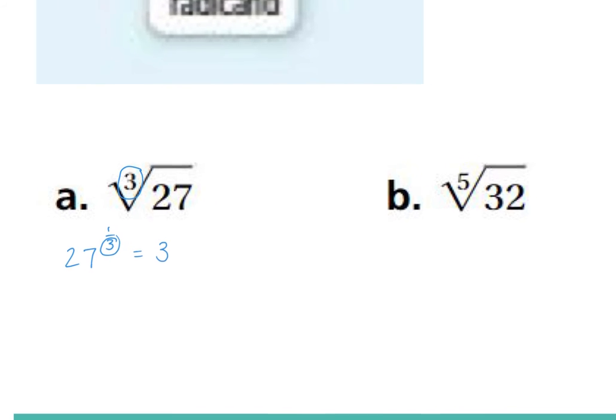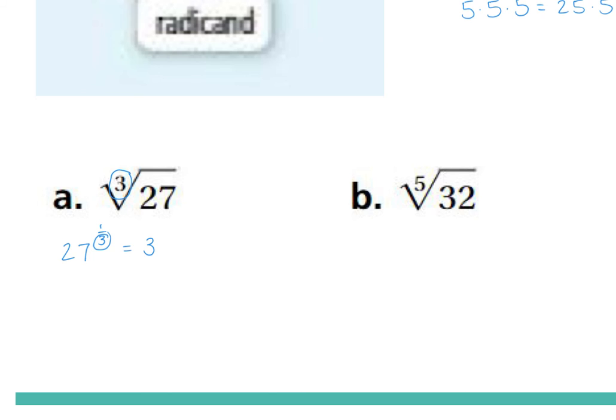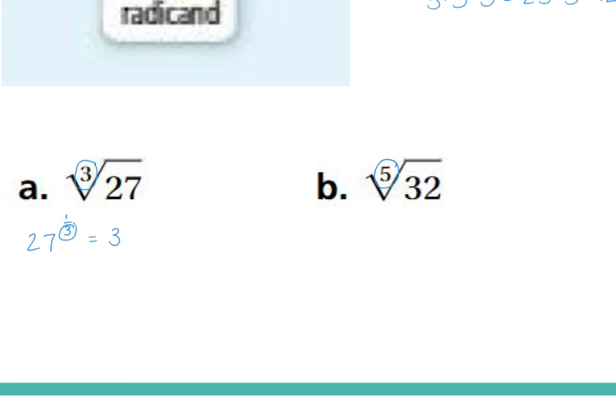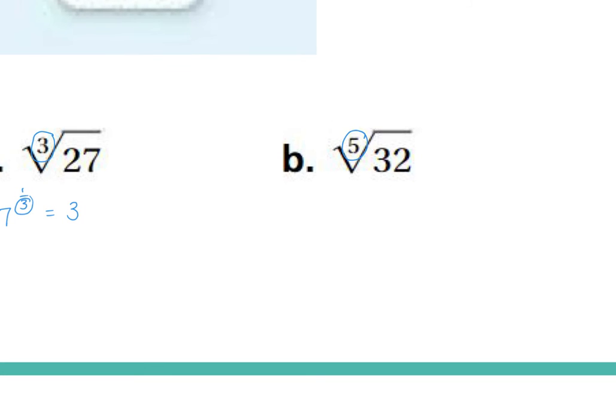All right, for B, Maya, what's my index? 5. Excellent. And Tessa, what is B written with a fraction exponent? Okay, 32 to the 1/5. Good. And did anyone get that one? Ashton, you got it? Excellent. It is 2. If you take 2 and raise it to the 5th power, you will get 32.